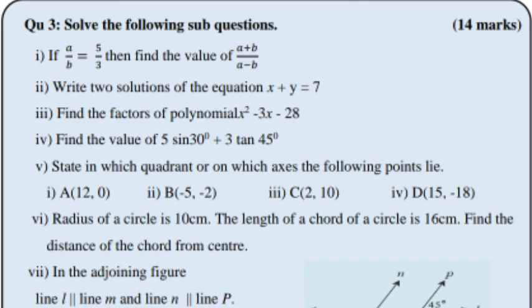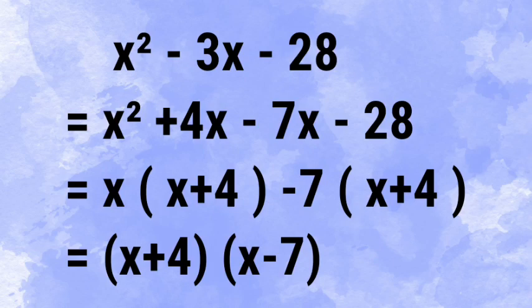Now next question, third. Find the factors of polynomial x square minus 3x minus 28. So friends, x square minus 3x minus 28. First we split minus 3x. So it becomes x square plus 4x minus 7x minus 28. So the equation becomes x plus 4 into x minus 7. So this is the final answer of this question.